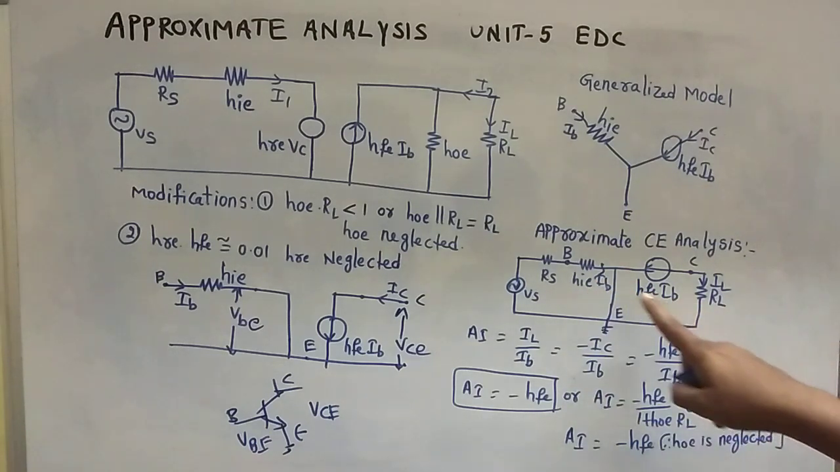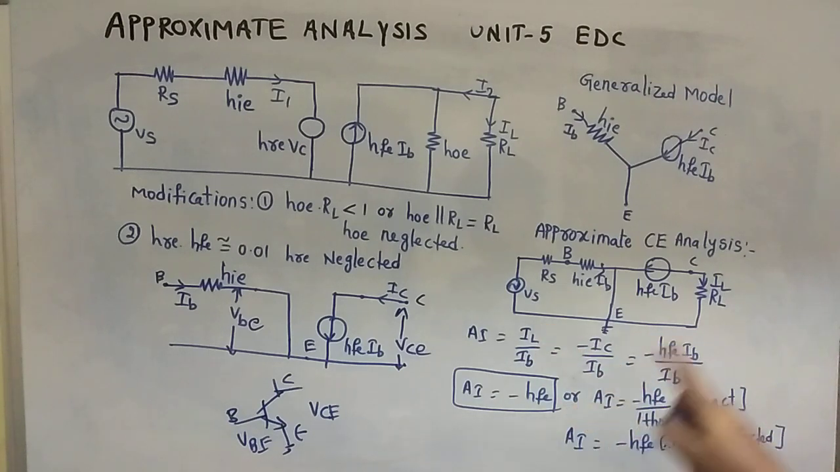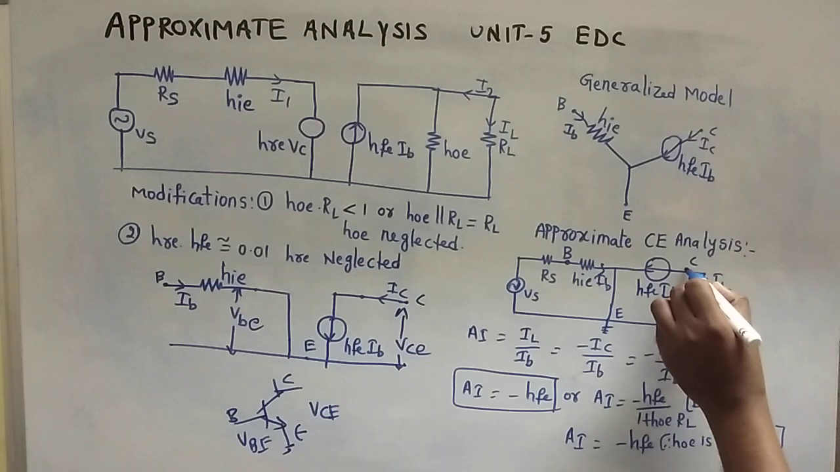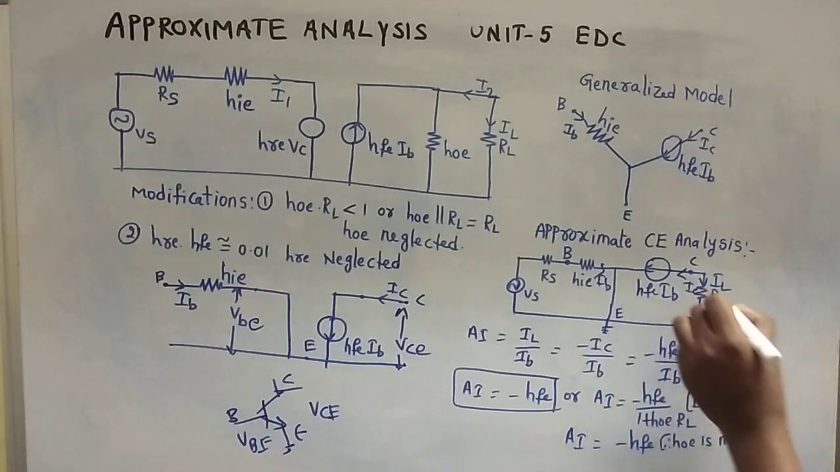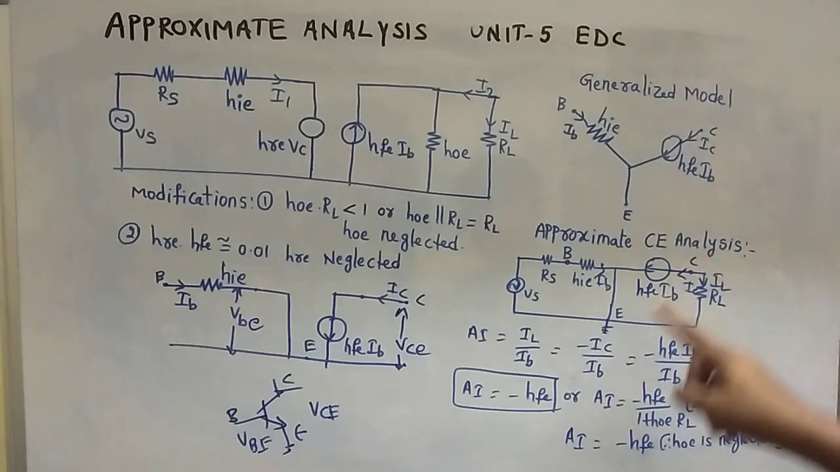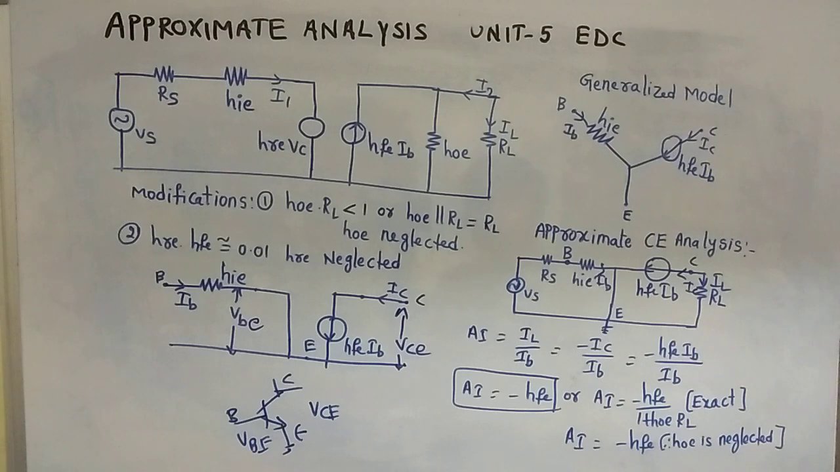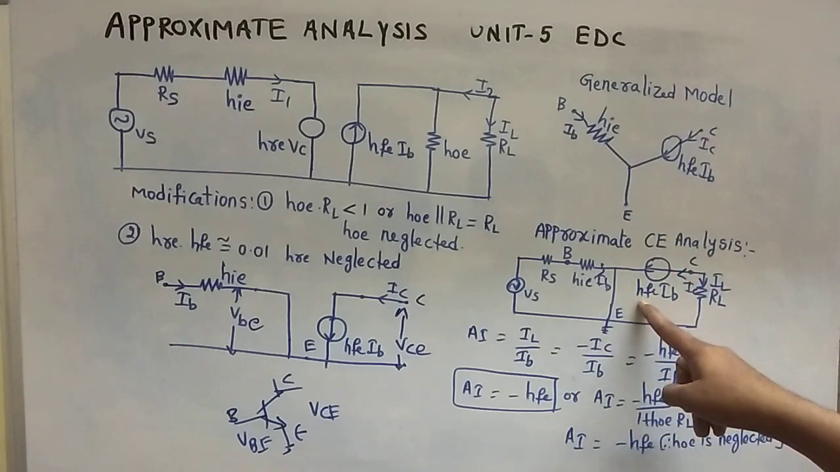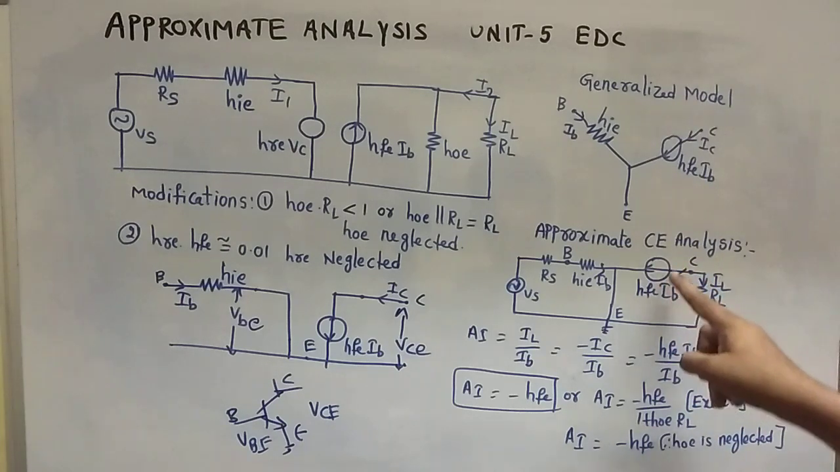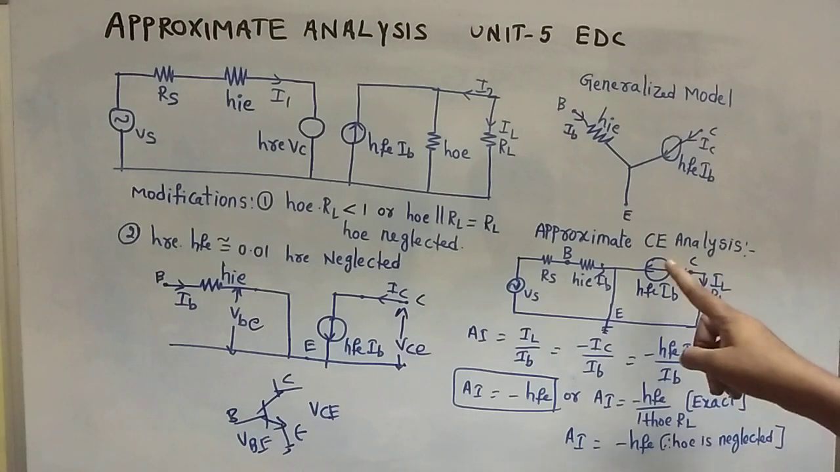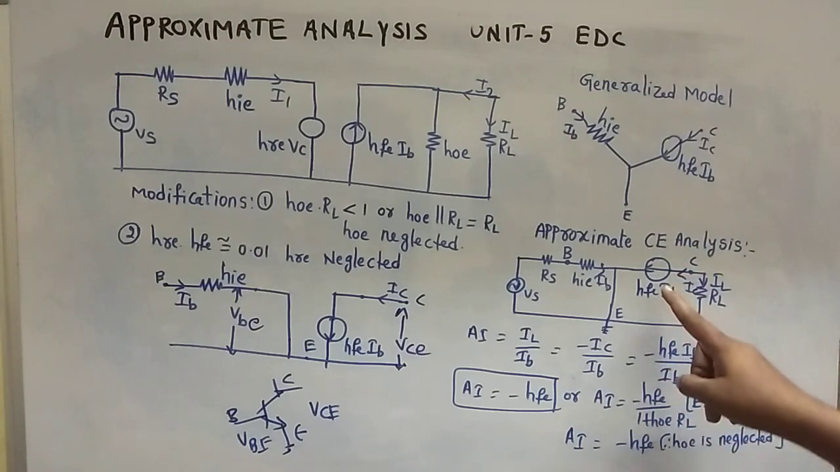Current gain is the output current IL by the input current IB. The output current at the collector terminal is IC, and IL and IC are in opposite directions, so it is minus IC by IB. IC is approximately equal to HFE IB, since both currents are in the same direction and equal.